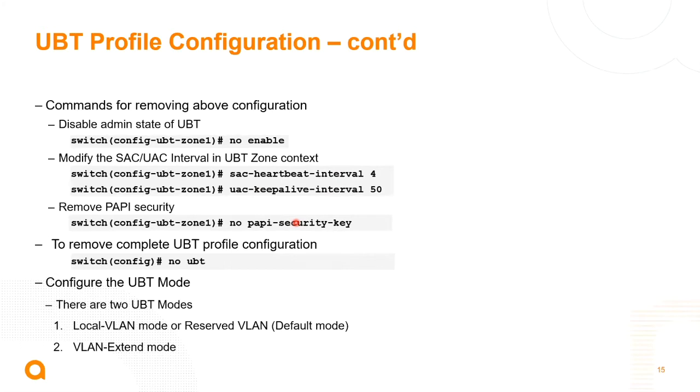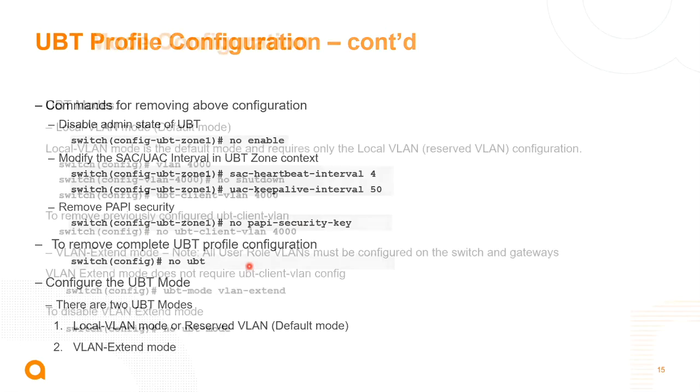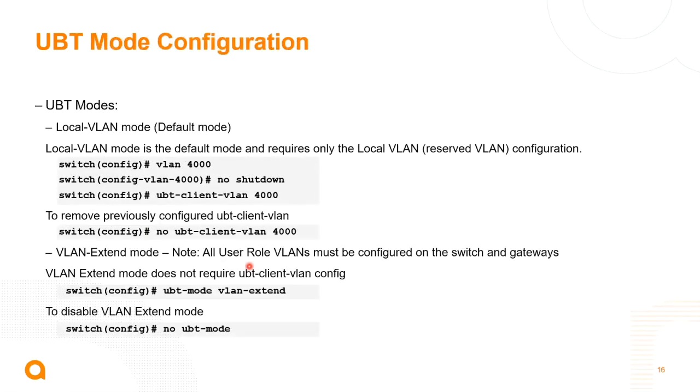If you're running PAPI security, you just enter the PAPI security key. PAPI is an Aruba proprietary protocol that the switch and the gateway use to communicate control plane messages and heartbeats over. So we can secure those messages with a hash key. This is the command to do it, this papi-security-key command. To completely remove the UBT profile, just do a no ubt. That completely removes it from there.